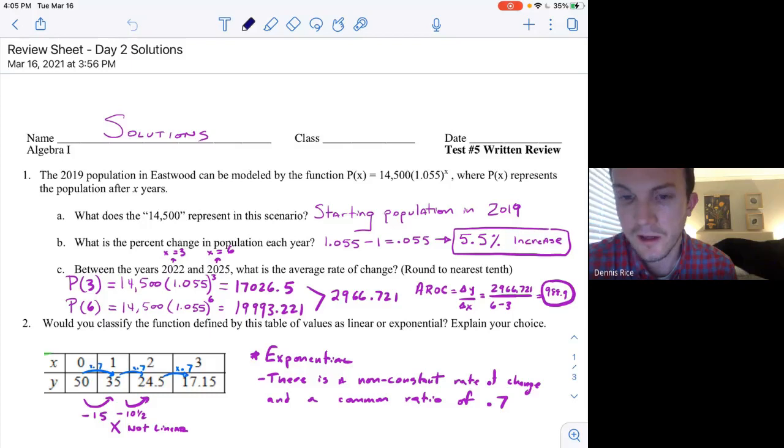So what is it saying here? What that means is about 989 people are coming into this town every year, or I guess being born and stuff too. It did say to round to the nearest tenth. I know we say it doesn't make sense for decimal people, but they said to round to the nearest tenth.